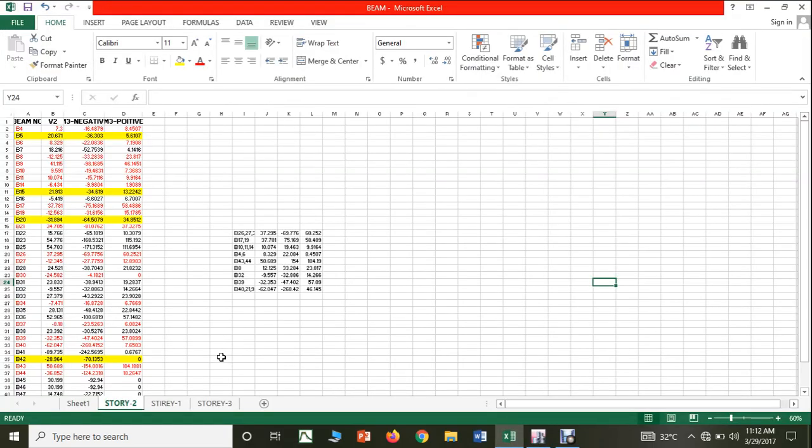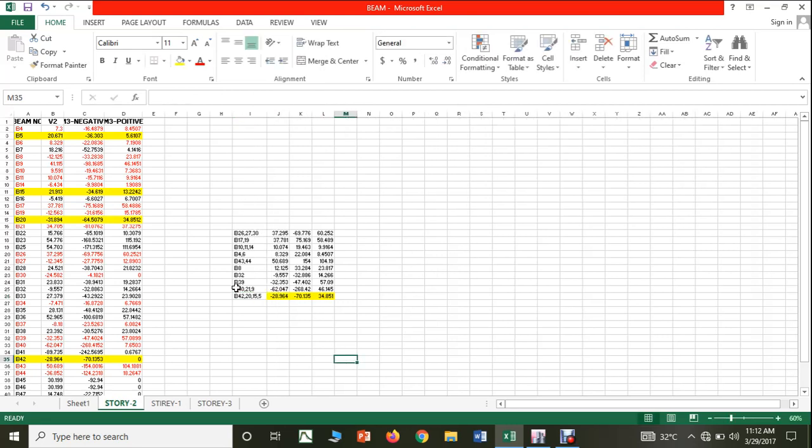So I can provide these two for these two, and the highest will be 34, which will be the negative reinforcement. Therefore I can provide B42, 20, 15 and 5. Like this I can provide the reinforcements, and I don't want any fill here.